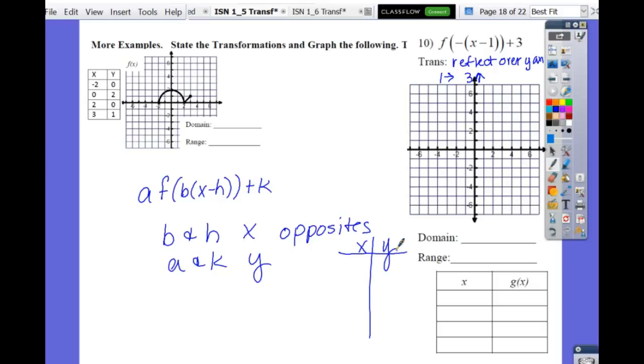So if I'm going to multiply and then add 1: -2 times -1 is 2, plus 1 is 3. 0 times -1 is still 0, plus 1 is 1. 2 times -1 is -2, plus 1 is -1. And then 3 times -1 is -3, plus 1 is -2. And then I'm going to add the 3 to the y column. So 0 plus 3 is 3. 2 plus 3 is 5.